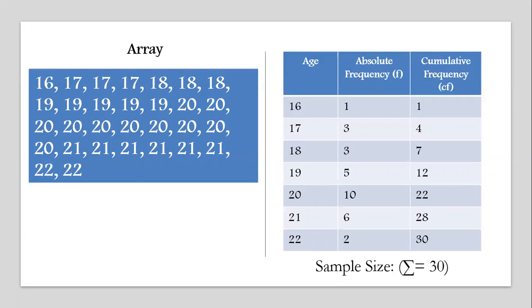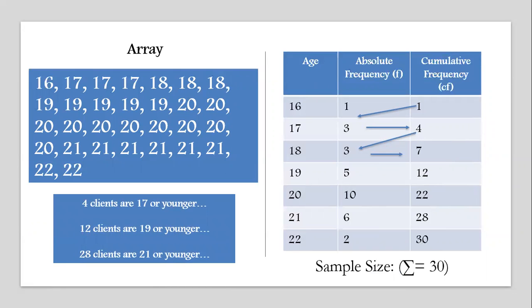So how do we go about getting this running total of frequencies that I mentioned previously? How we would do this is simply by adding 1 to 3, which would give us 4, adding 4 to 3, which would give us 7, and if we wanted to continue on, we would add 7 to 5 to get 12, 12 to 10 to get 22, 22 to 6 to get 28, and 28 to 2 to get 30. So we have a total of 30 cases in our data set.